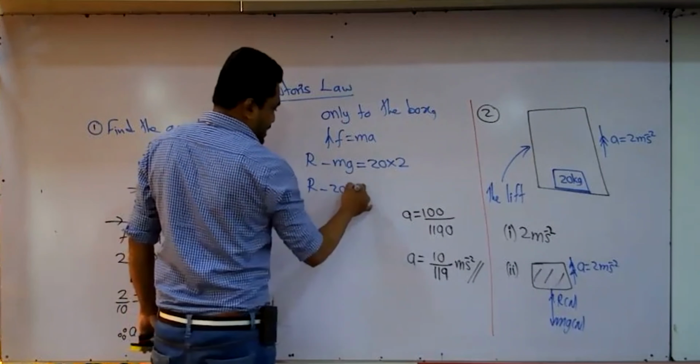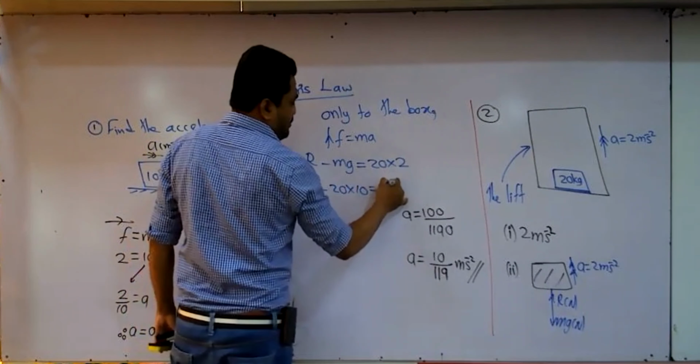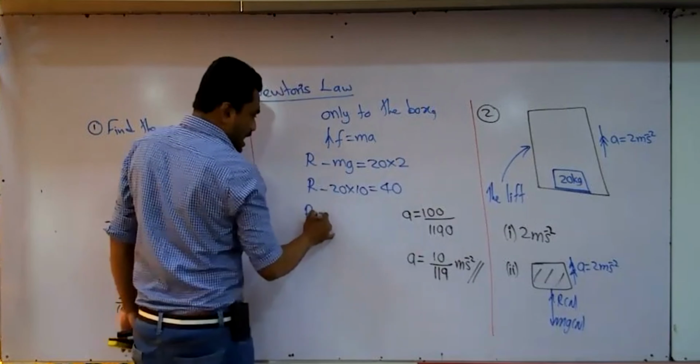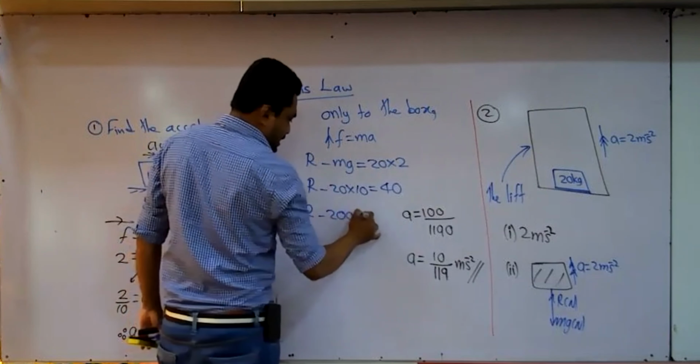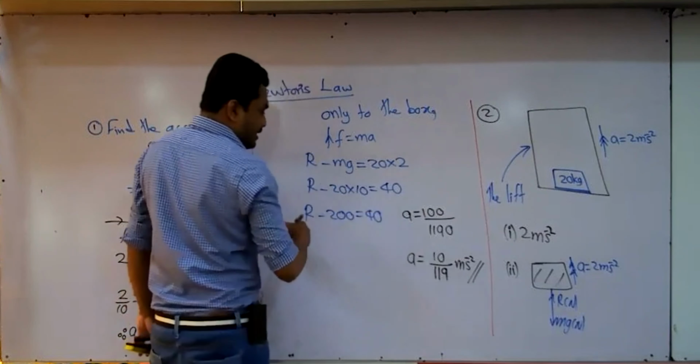R minus mg, m is 20, g is 10. 20 times 2, 40. So R minus 200 equals 40. If I take minus 200 other side, it will be positive 200. So R equals 40 plus 200. What is R here? R is 240 Newton. So what is the answer?